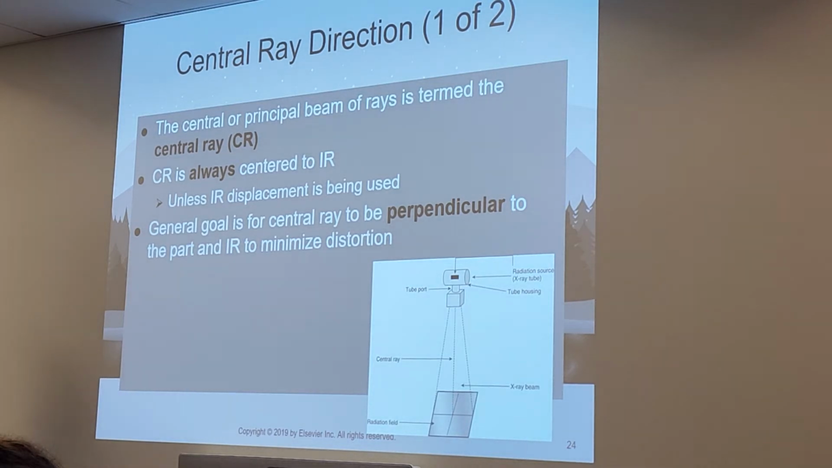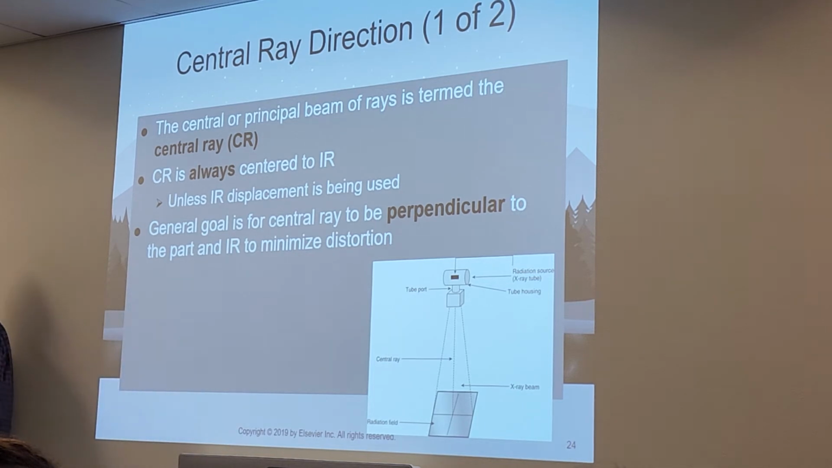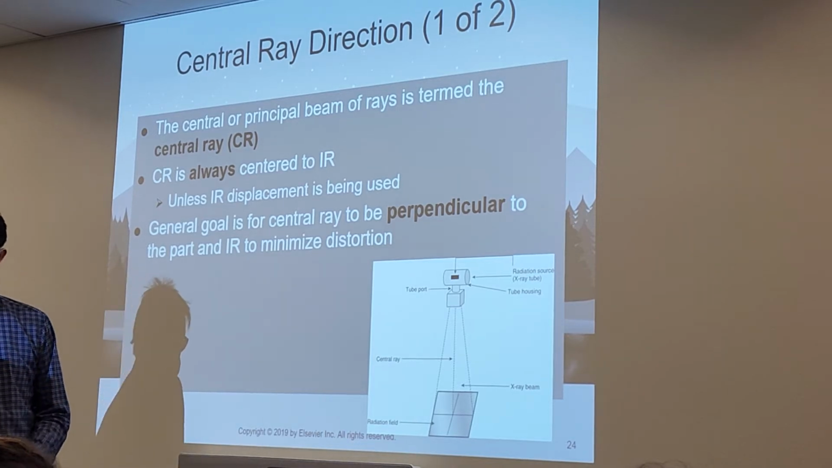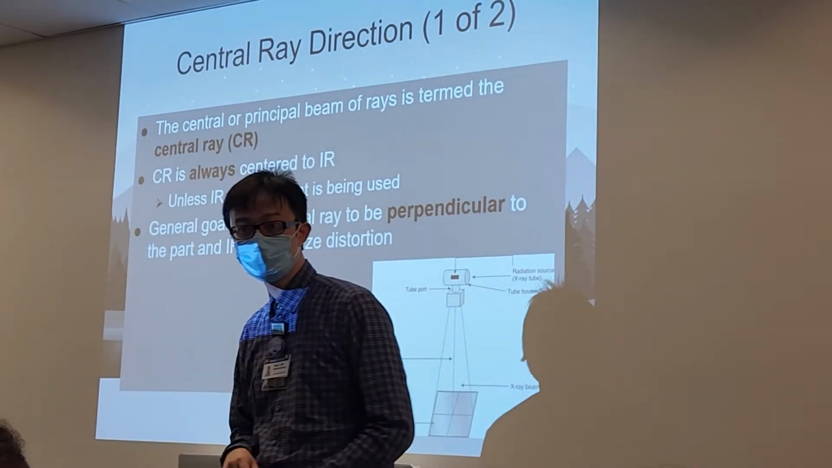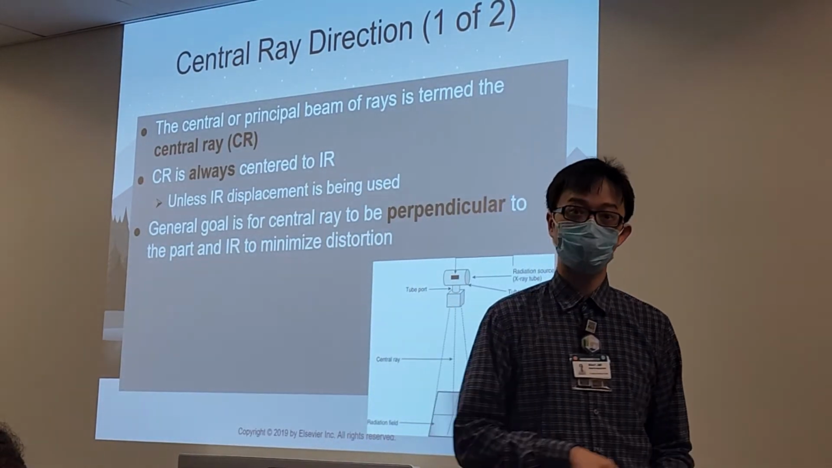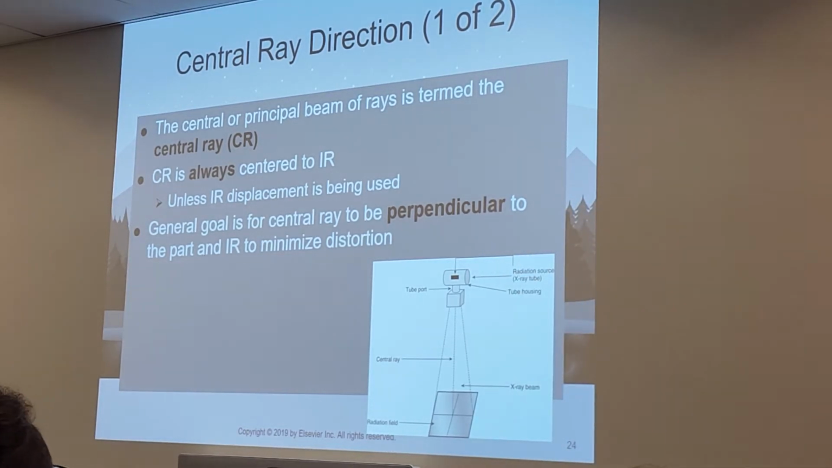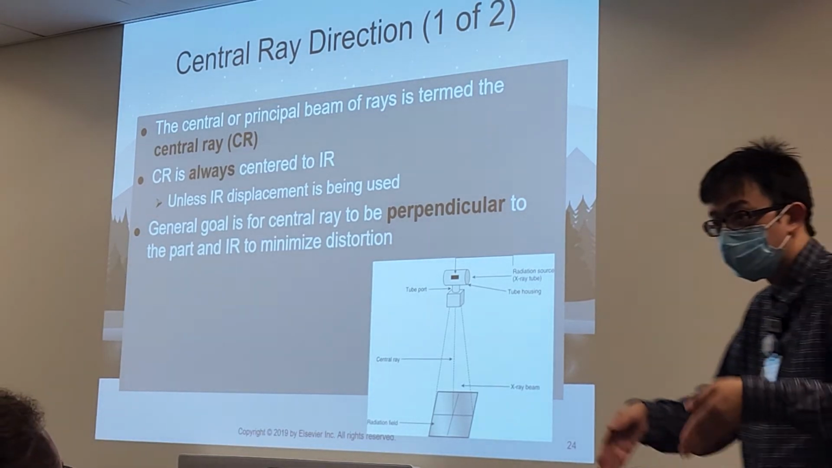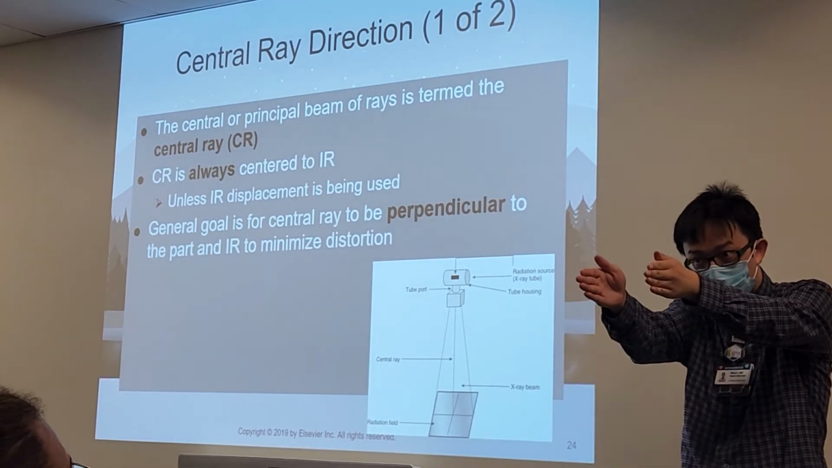Usually your goal is for the central ray to be perpendicular to both your part and your IR to minimize distortion. For example, when you are out taking pictures of your friends, right? Or when we do class pictures, like you did on Wednesday. When we took the pictures, did we take it from in front of you? Or were we taking it from an angle? Or were we taking it like this? How did we take the pictures? From the front. Straight forwards, right?